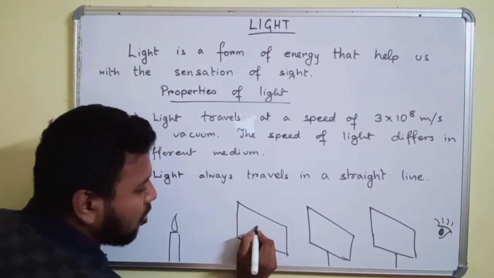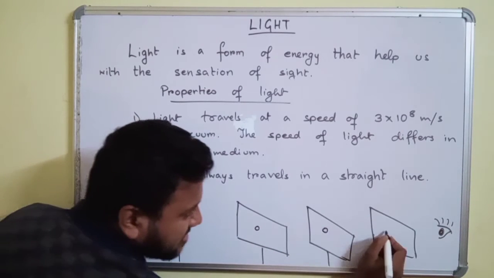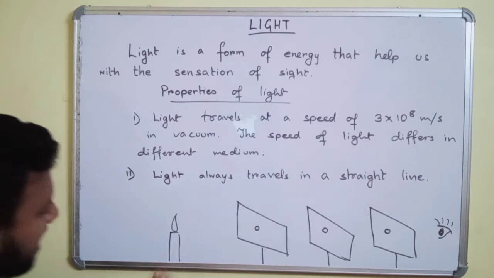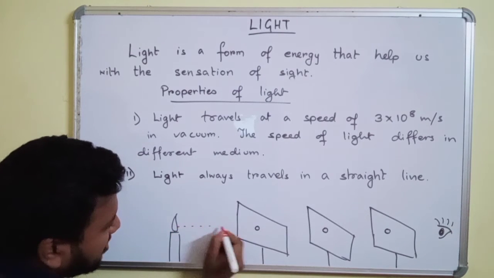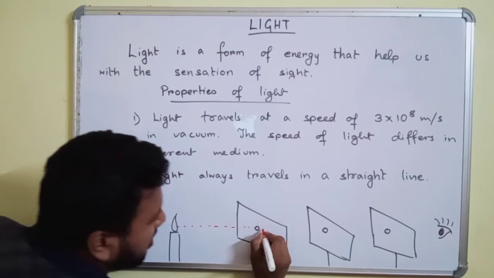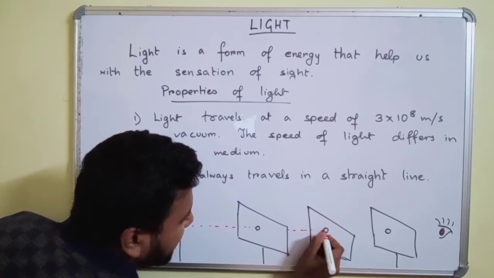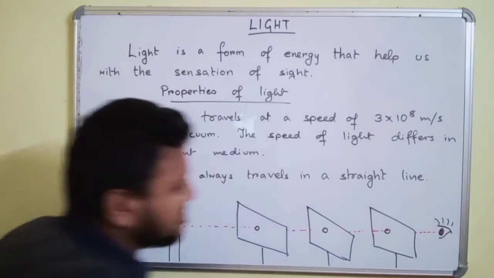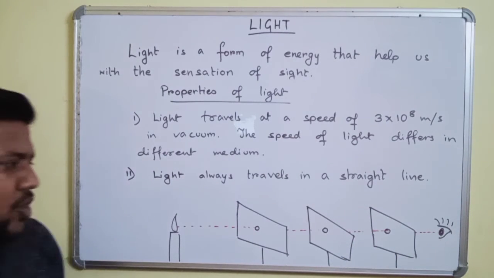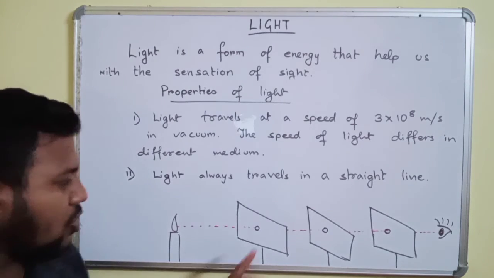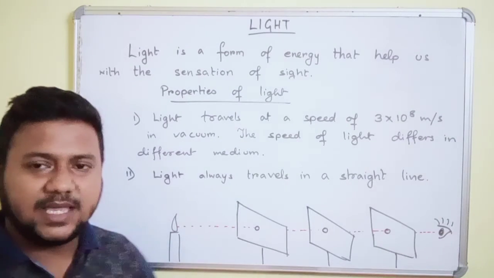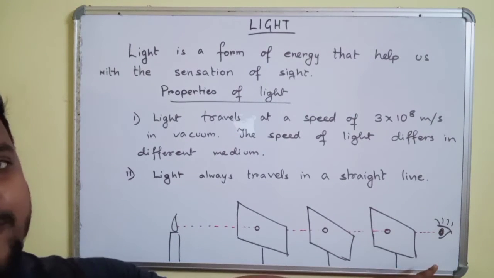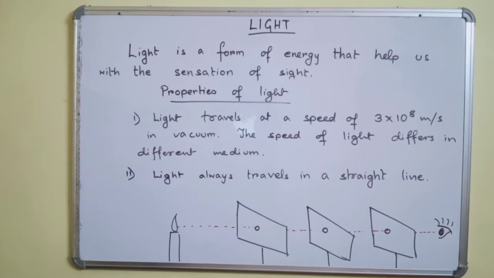Now, when we make a hole at a particular place such that the light from the candle goes through this hole, then enters the second hole, and then enters the third hole, then after reaching our eye. So, here we will see when we have the hole at the same place in the 3 cardboards, we can easily observe the light from behind the 3 cardboards.